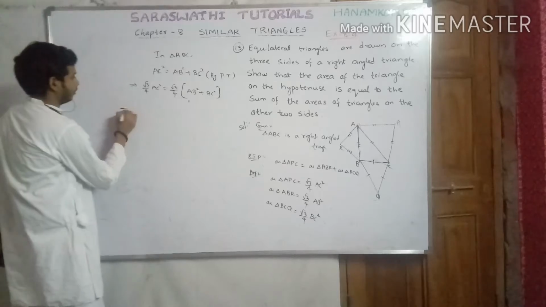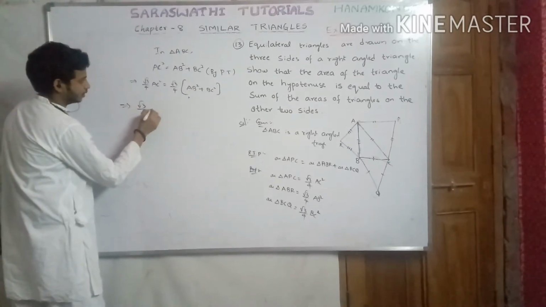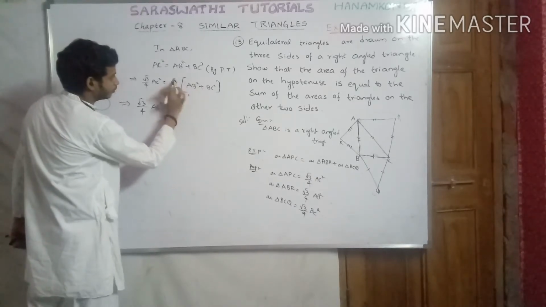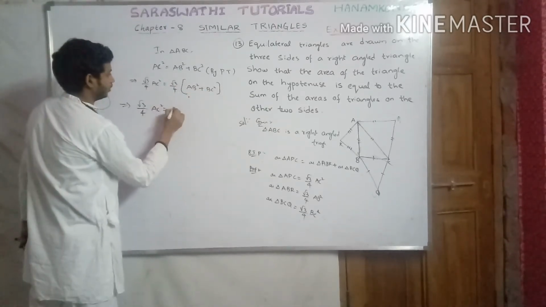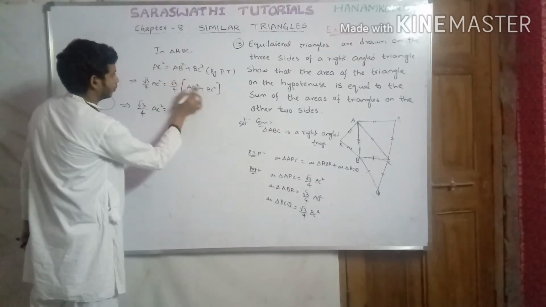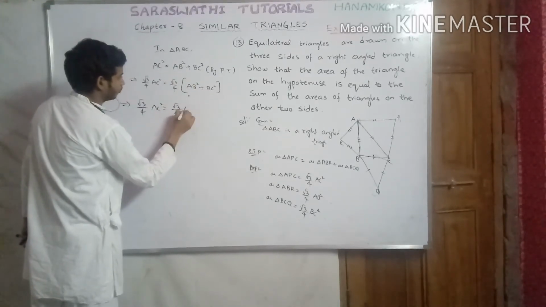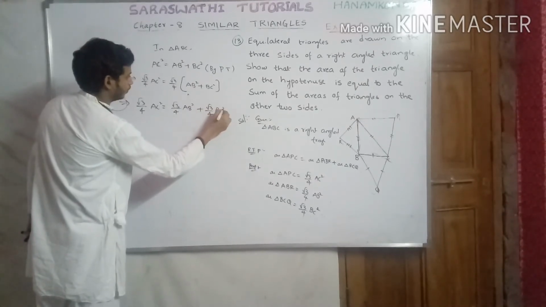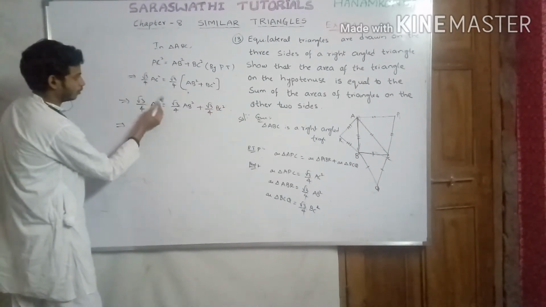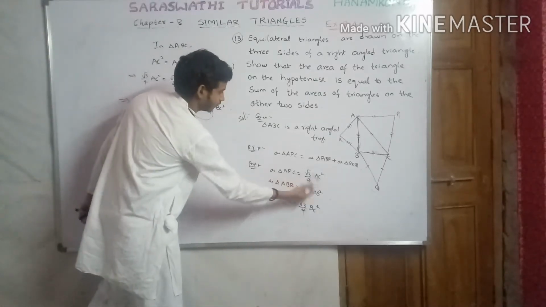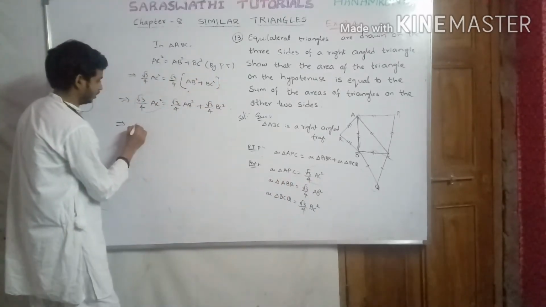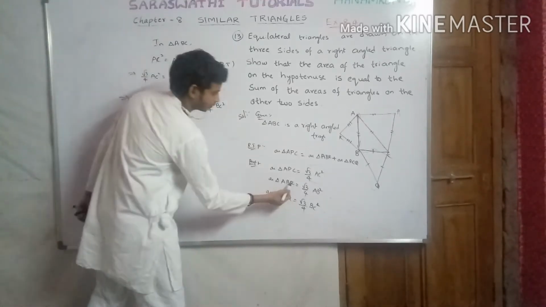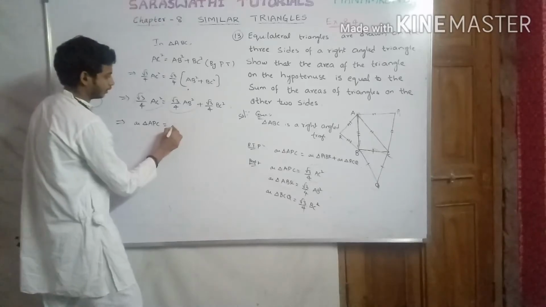It implies that root 3 by 4 AC square equal to root 3 by 4 AB square plus root 3 by 4 BC square. So multiply root 3 by 4 to both the terms. That means root 3 by 4 AC square is the area of triangle APC, and root 3 by 4 AB square can be written as area of triangle ABR.